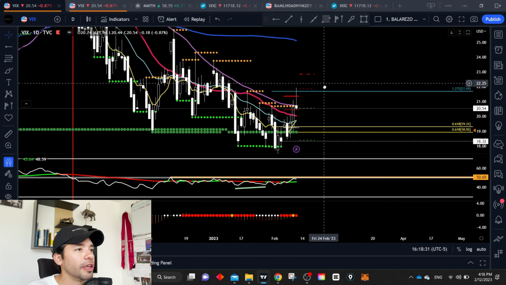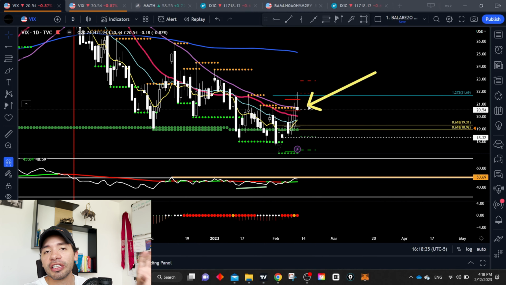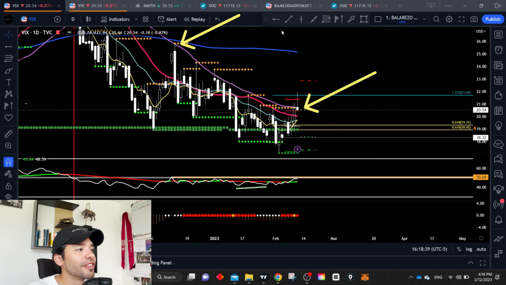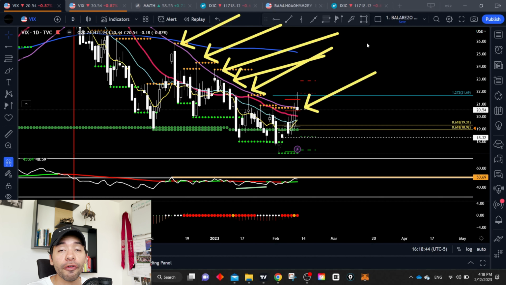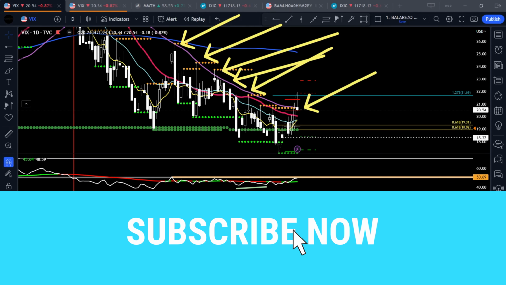A couple of things I wanna mention about this chart first. You can see this purple line that I have in the chart. This is the 50 daily moving average, and you can see that the VIX has found resistance at that level a couple of times already. So we can expect this level to act as a strong wall of resistance, basically a wall of sellers for the price. And this is kind of what happened on Friday.